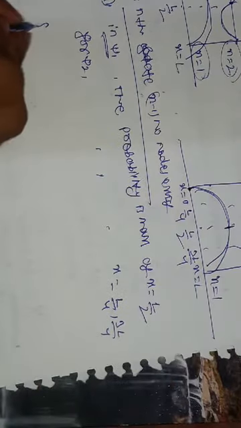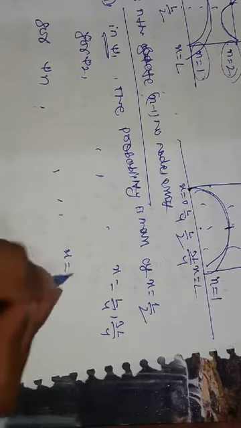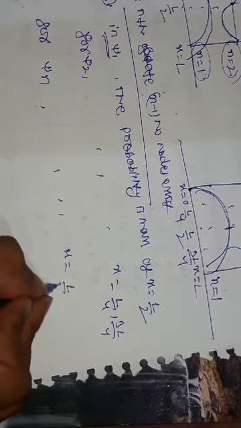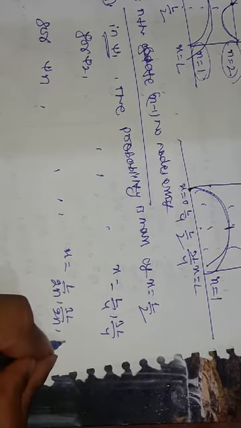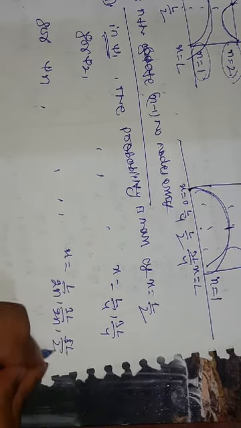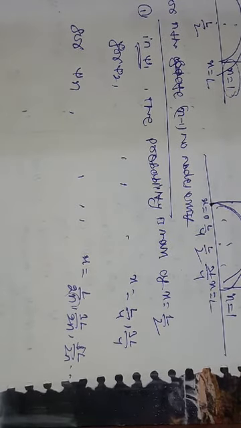So remember, for the nth state, that is psi n, the probability is maximum at x is equal to L by 2n, then 3L by 2n, then 5L by 2n, like this.